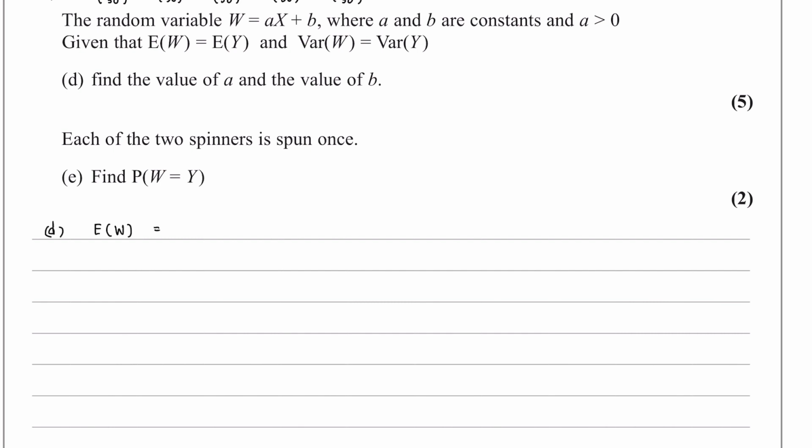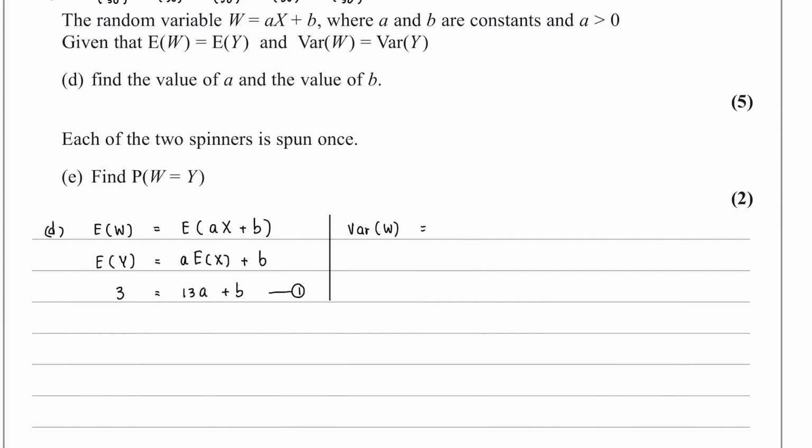According to this, we know that the expected value of W will be E of aX plus b, which is a times E(X) plus b. From the previous problem, we know that E(X) is 13. So this one will be 13a plus b. And from the information, we know that E(W) is the same as E(Y), so this one is also E(Y), and E(Y) is 3 from the previous problem. Here is the first equation. Well, let's move on to the next part.